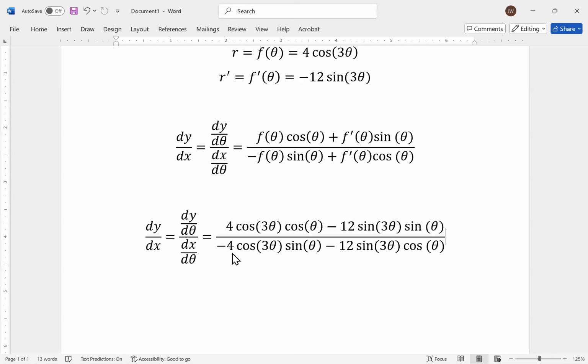So while this formula does look complicated to find the slope of the tangent line, it's actually not too bad. It's just a simple plug in whatever theta we're looking for and then compute. And it gives me the standard derivative of y with respect to x. So standard slope of the tangent line.